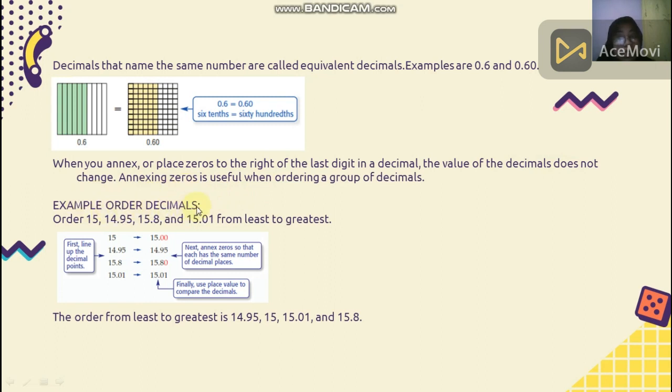Example, order decimals. Order 15, 14.95, 15.8, and 15.01 from least to greatest. The order from least to greatest is 14.95, 15, 15.01, and 15.8.